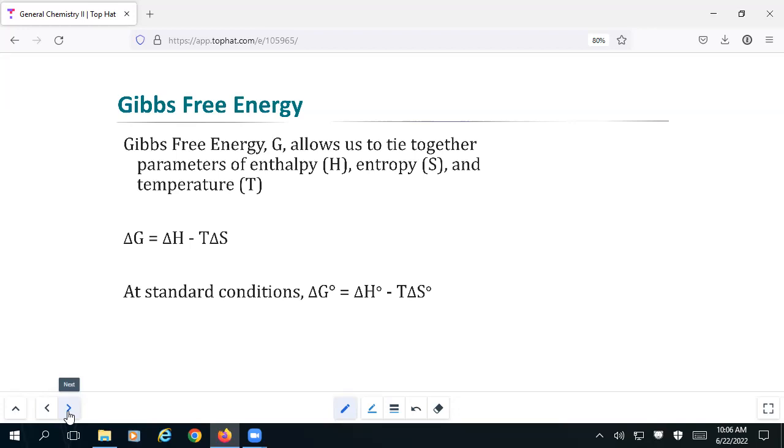So the Gibbs Free Energy equation says that the change in free energy is equal to the change in enthalpy minus the temperature times the change in entropy: ΔG = ΔH − TΔS. And we just have to remind ourselves again that with these thermodynamic equations, we are talking about temperatures in Kelvin.